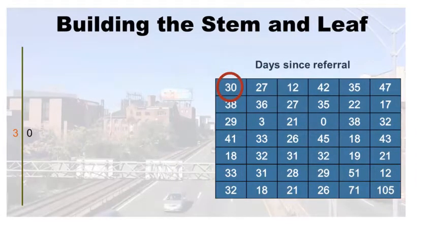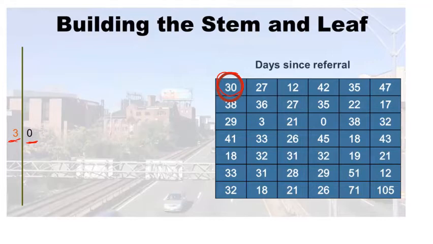Now we're going to start plotting this. It's so easy when you know what you're doing, because all you have to do is go straight to the first data point. We don't have to put these in order. We don't have to do anything complicated. Just take the first data point. It's a 30. The first digit goes here, on the left side of your stem, and the second digit is going to go on the right side of your stem.